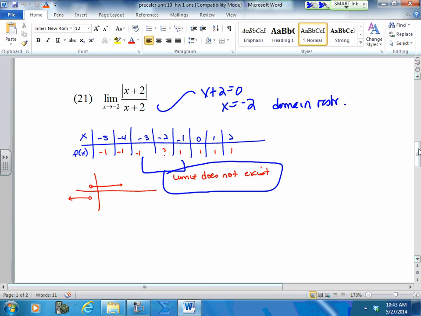And you could kind of see it does a little jump. If it jumps, there's no limit. It does not approach the same y value. One is a negative 1, one is a positive 1. Good? Do you see the difference between this one and the other ones? Okay.